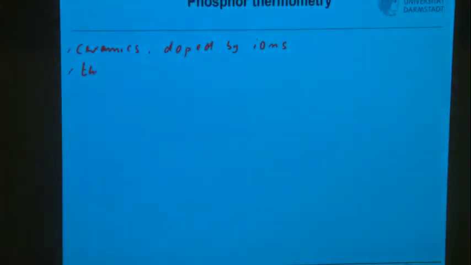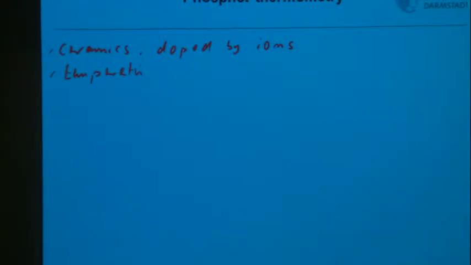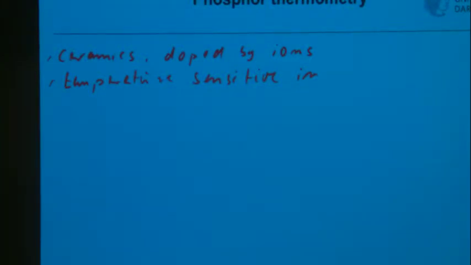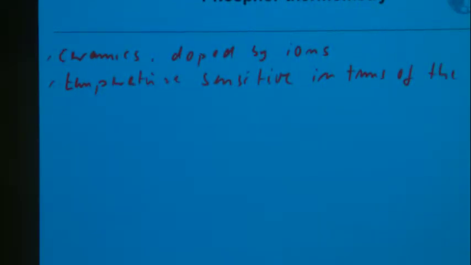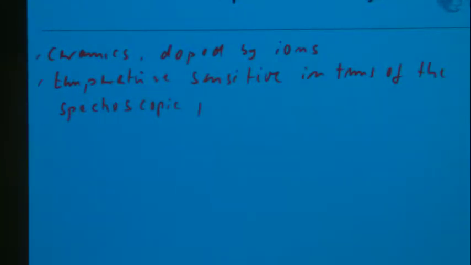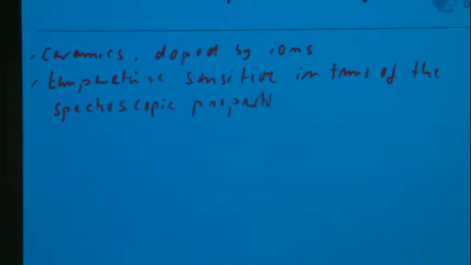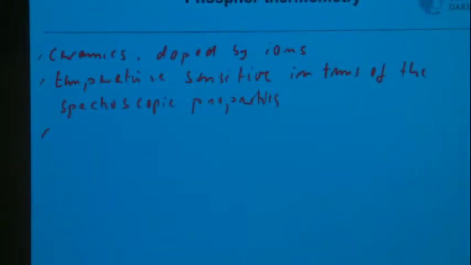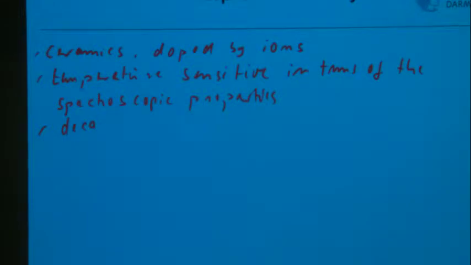So the temperature sensitivity is in terms of the spectroscopic properties. And we have seen that there are different choices depending on the phosphor. The most robust methodology is the decay time method, and we have for that reason looked into some more detail into this method.